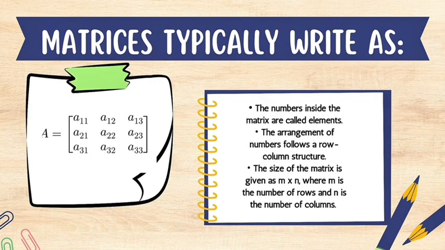The numbers inside the matrix are called elements. The arrangement of numbers follows a row-column structure. The size of the matrix is given as m multiplied by n, where m is the number of rows and n is the number of columns.